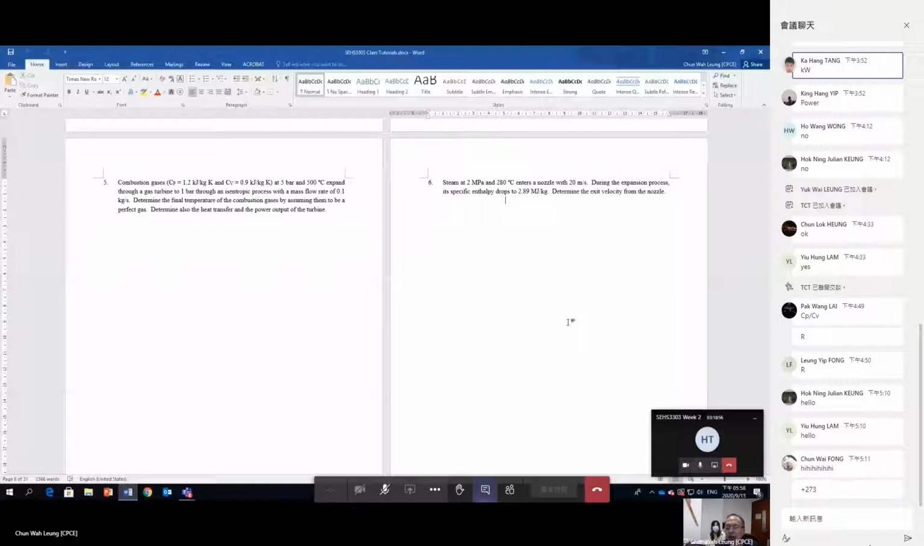Again, can we change it into kilojoule per kilogram? Certainly it will be better, because in the steam table, the unit for enthalpy is kilojoule per kilogram. So therefore, we can change it into 2890 kilojoule per kilogram. And then what I want is to find the exit velocity.